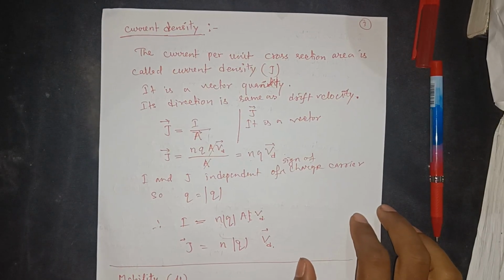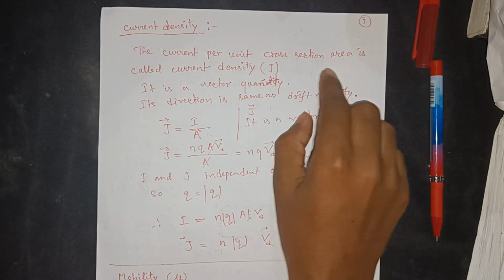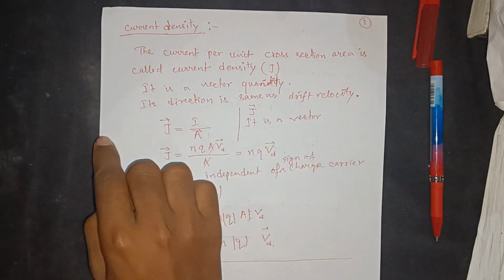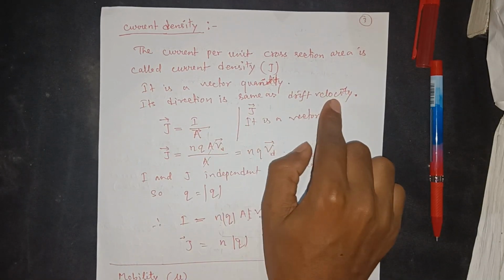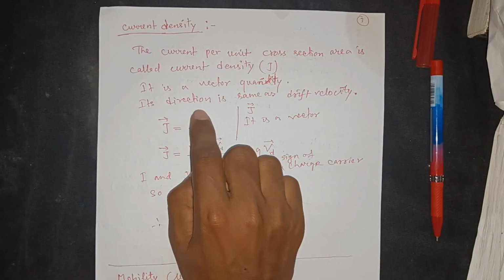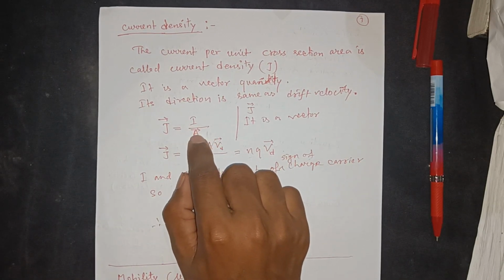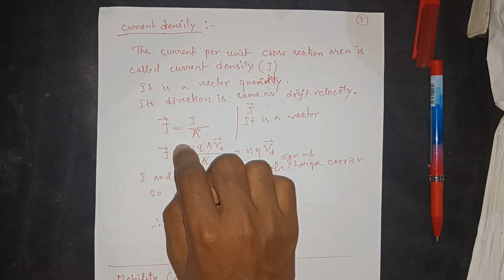Current density, the current per unit cross section area, is called current density and it is denoted by J. It is a vector quantity, its direction is same as drift velocity, and J is equal to current divided by cross sectional area. The amount of current passing through a per unit area of cross section is called current density.